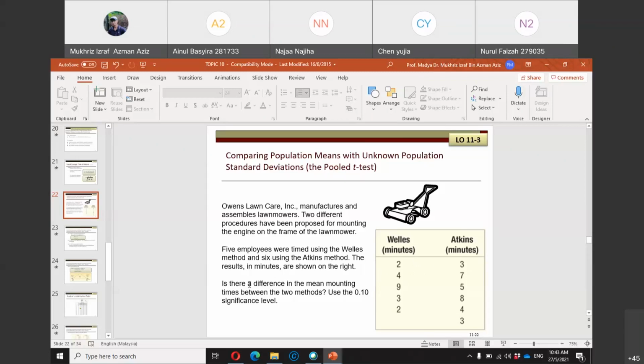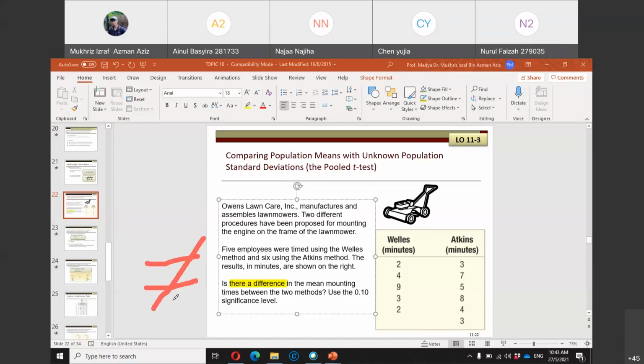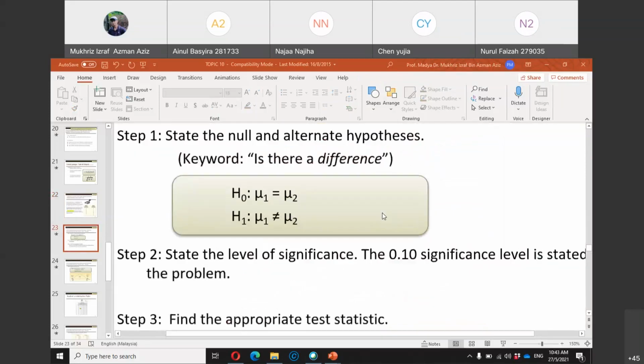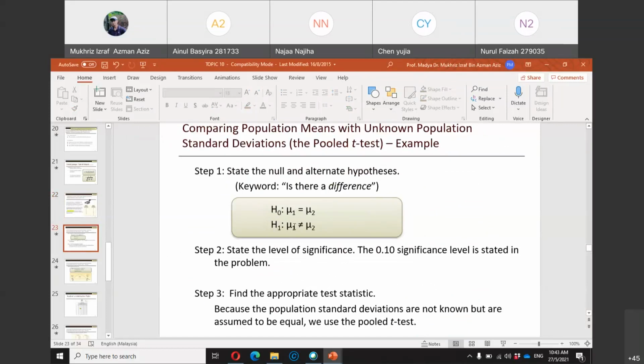Is there a difference? The keyword here is "difference". As what we did before in the previous chapter, the notation for H1 will be not equal to. Is there a difference between the time of the two methods? So you need to take the difference between the two mean values of Wellis and also Atkins, in this case.